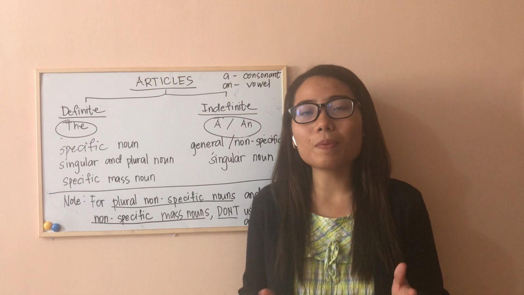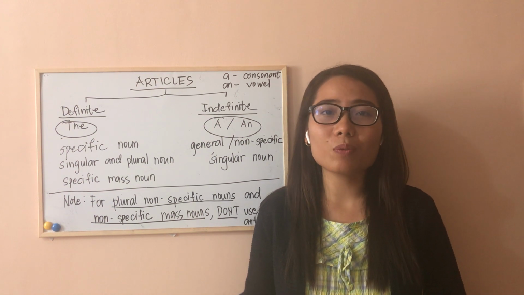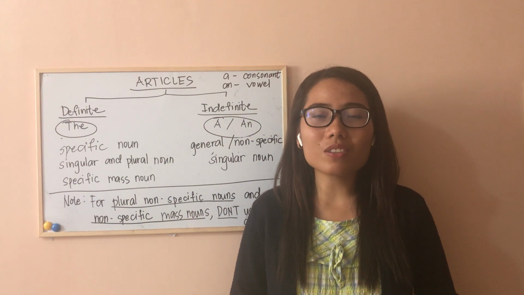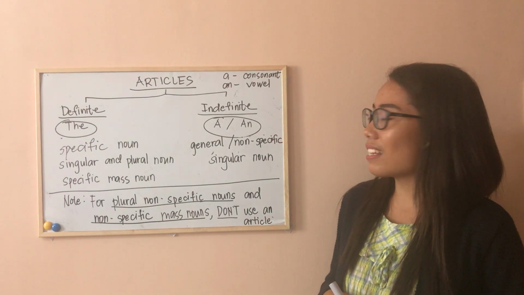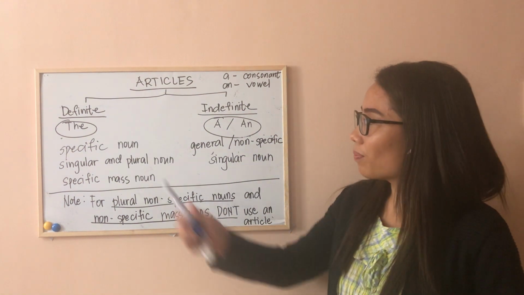Now, articles are a special type of adjective, and they modify or indicate which noun you are talking about. There are two types of articles in English: the definite article and the indefinite article. Let's talk about the definite article first.